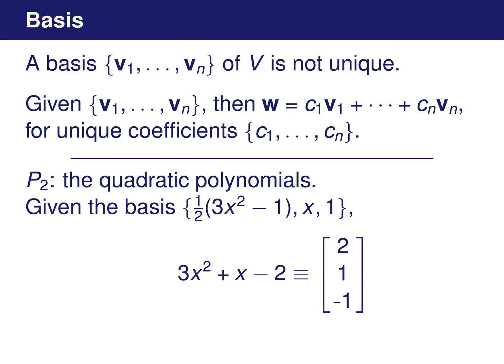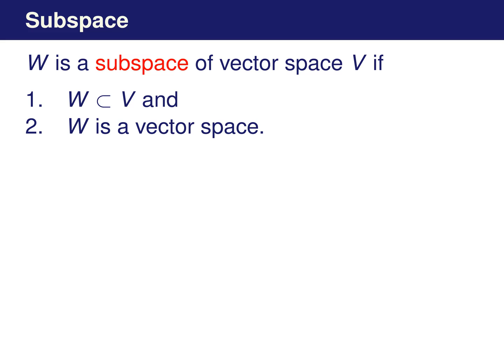The same vector is written as 2, 1, -1, because 3x squared plus x minus 2 is equal to 2 times the first basis vector, plus 1 times the second basis vector, minus 1 times the third basis vector. We say that W is a subspace of the vector space V if W is both a subset of V, and W is itself a vector space.